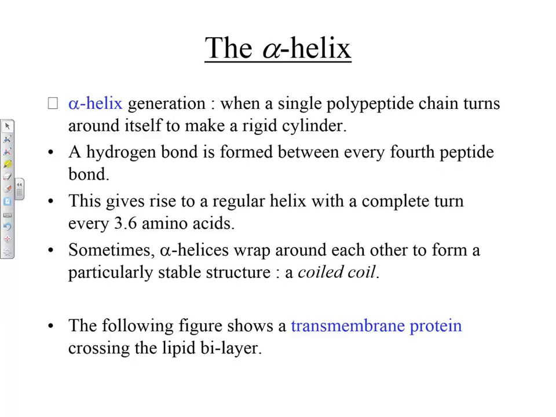The benefit of going as an alpha helix is that whatever is hydrophilic will stay towards the interior of the helix, away from the lipid bilayer, because the lipid bilayer hates water, okay? And whatever are hydrophobic side chains, they will be facing the lipid bilayer. That's how the transmembrane protein will cross the lipid bilayer. And that's shown on the next slide.